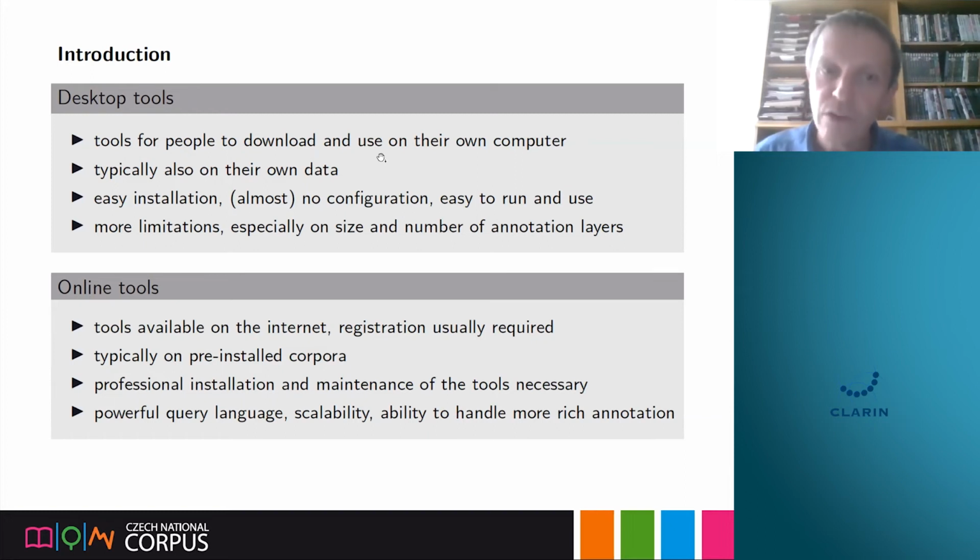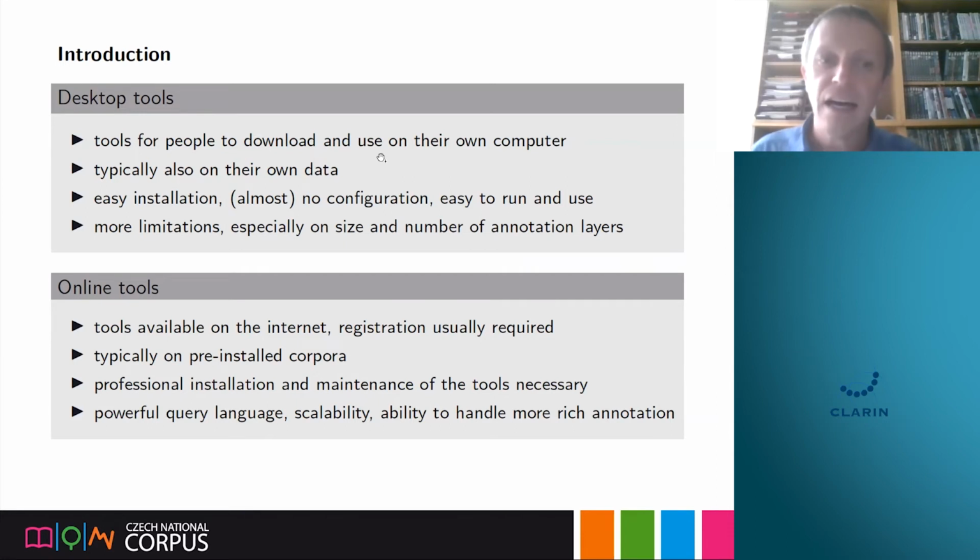Whereas the online tools are tools that are available on the internet. They are usually running somewhere already, and users just need to register, and typically there are pre-installed corpora, and it's not really easy sometimes to get your own data to the online tools. So it's just a bit of take it or leave it. They require professional maintenance and installation. It's not really easy, you know, to install, say, KonText or NoSketch Engine and tools like that.